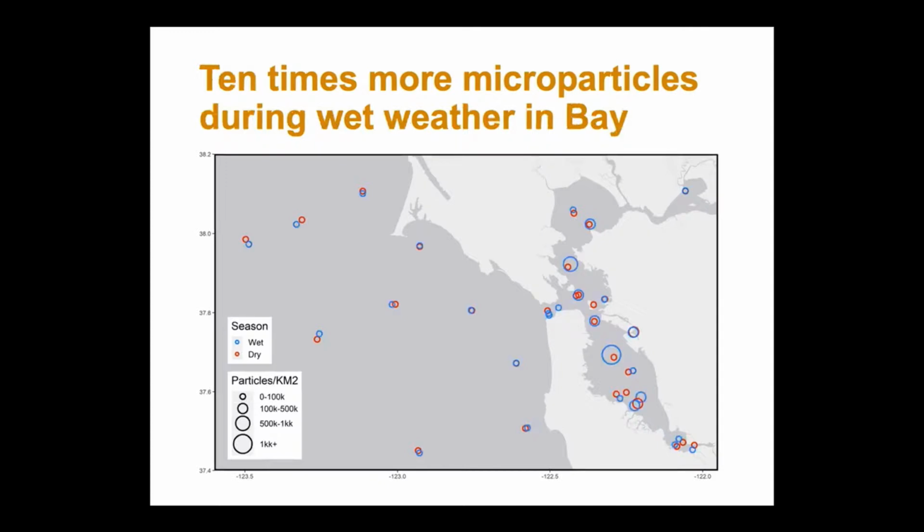And then looking at the wet weather sampling, we saw a really high variability throughout the sample sites, both in dry and wet weather. But on average, we could see 10 times more microplastics in the wet weather samples over the dry weather samples. So this is comparing only the bay results. When we're looking in the sanctuary, we don't see a significant difference between these two data sets, and that's probably because the counts in the sanctuary are pretty low to begin with.